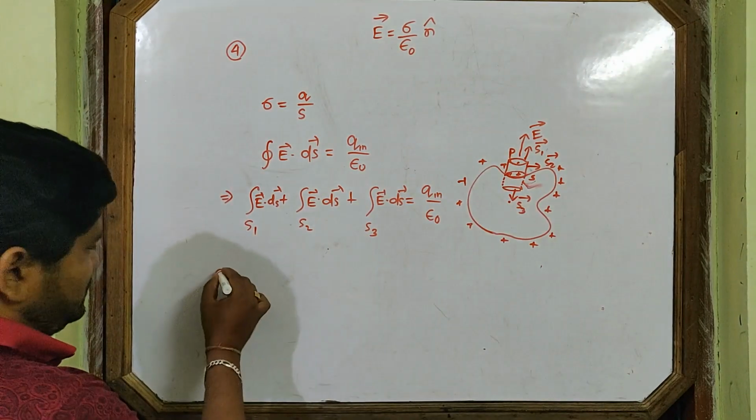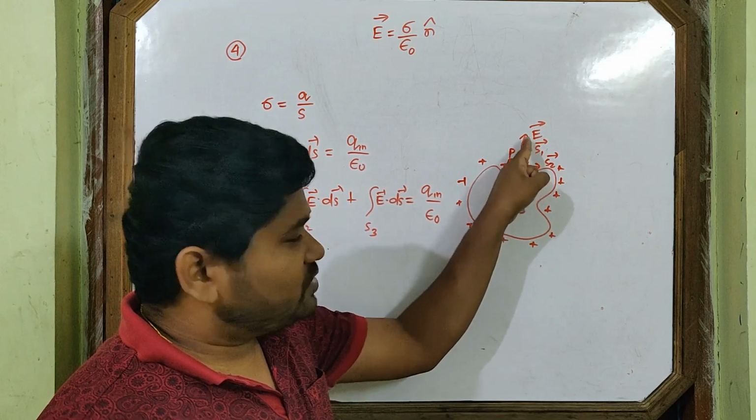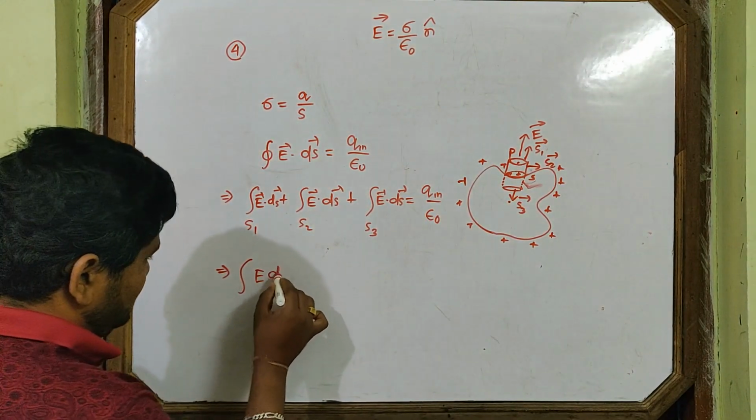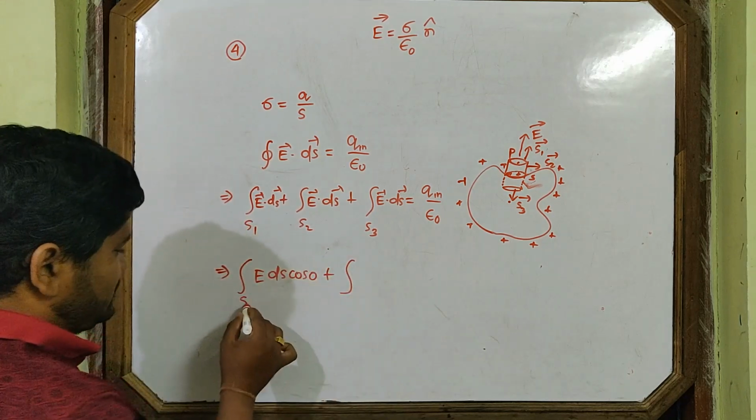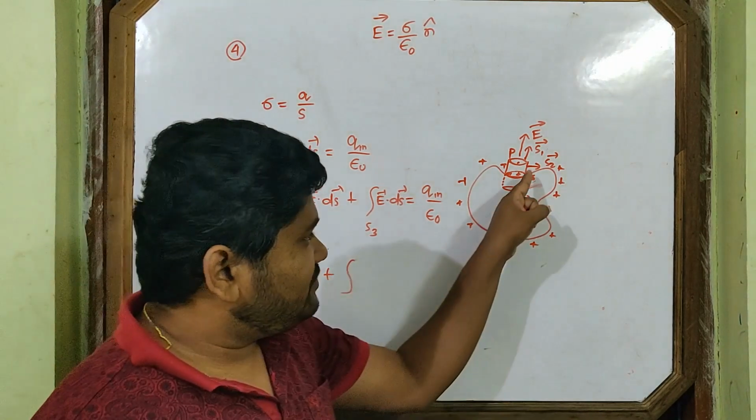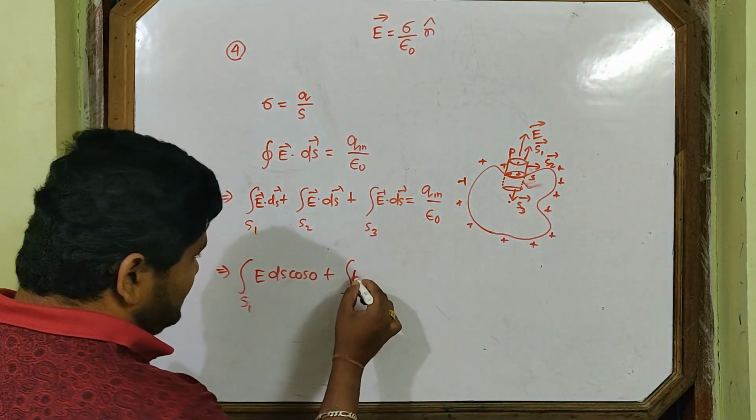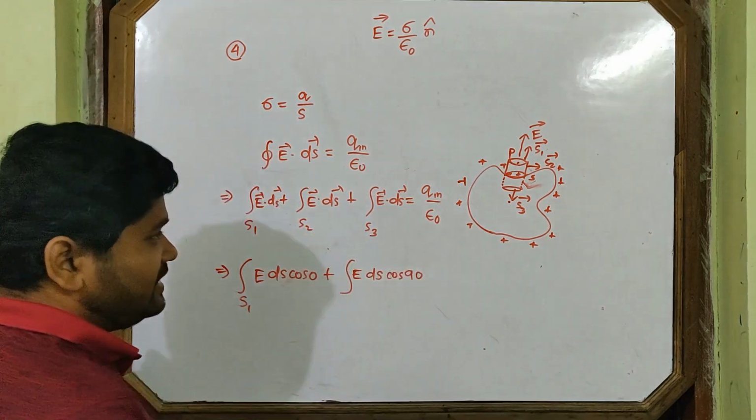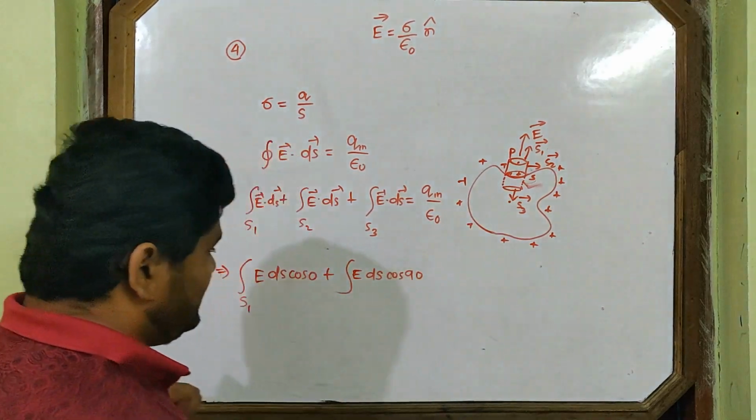Okay, so now what happened here? For S1, what is the angle? E and S both are in the same direction, so the angle is 0. E ds cos 0. For S2, what is the angle? E and S, what is the angle for S2? Okay, we will write for S2 the angle is E ds cos 90. It's clear? Electric field is here, S2 is here. So the angle is 90 degrees.